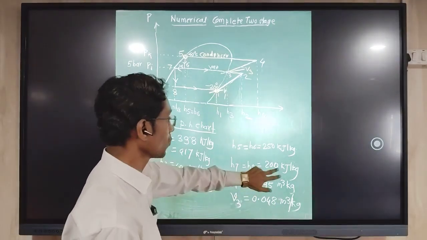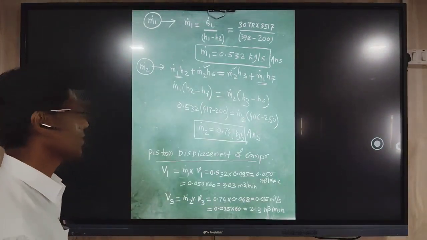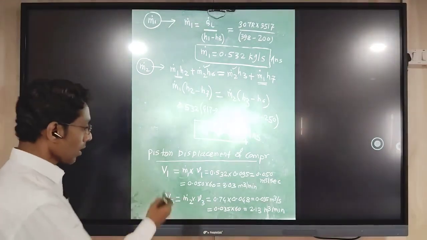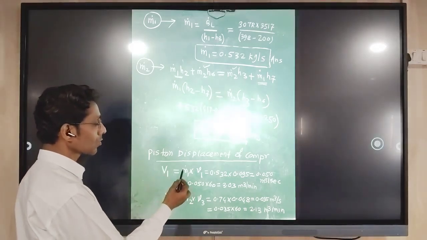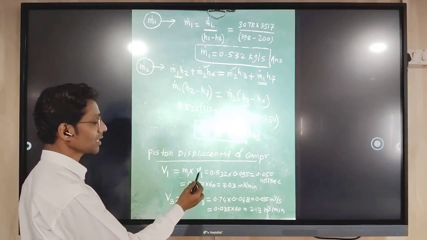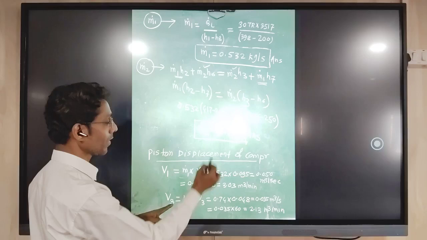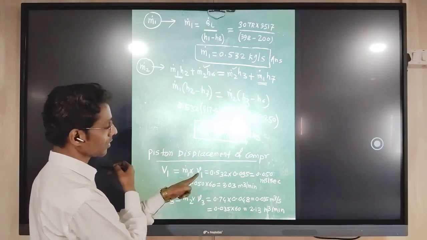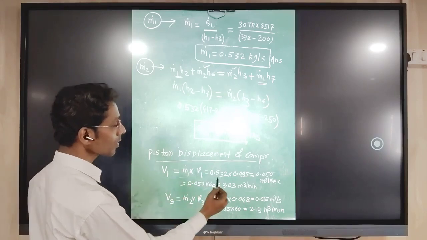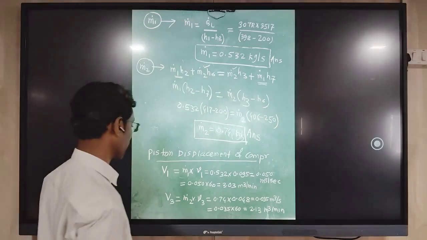Now these two specific volumes will be used to find the piston displacement. Piston displacement is actually the volume flow rate. This V1 dot will be equal to the corresponding mass flow rate times the specific volume. So for mass flow rate M1 dot, we use the value of specific volume V1, which we have just seen. By doing this calculation, we find it in meter cube per second.